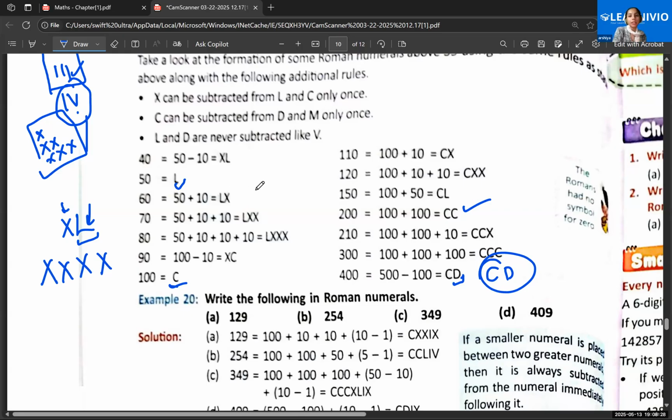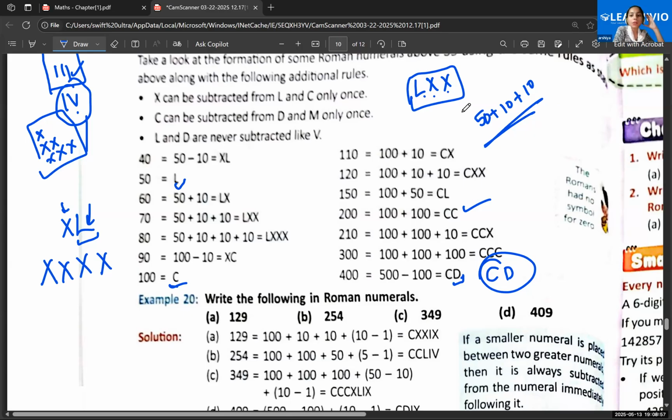So this much is clear to you, I think, that if we want to make a bigger number, we write it in front, and if we want to write a smaller number, we write it after. What is this one? L double X? 70. Correct. So L is 50, 10, 10. So 50 plus 10 plus 10 will be 70. Okay. So that's how you will break this down.